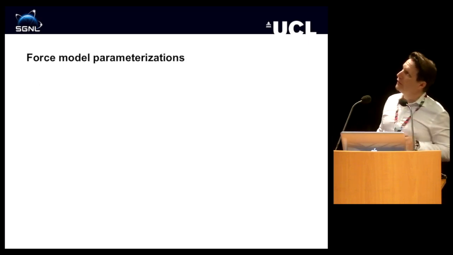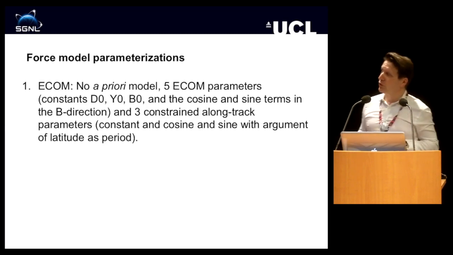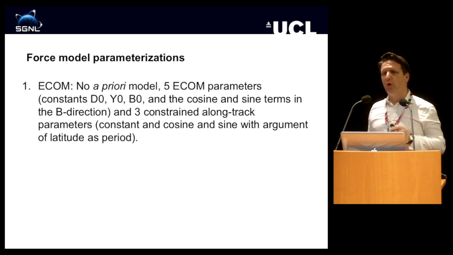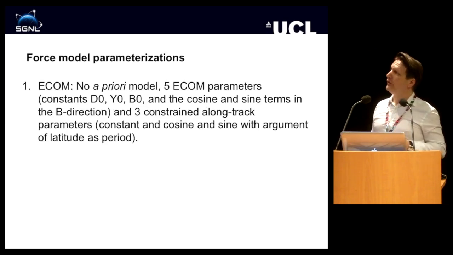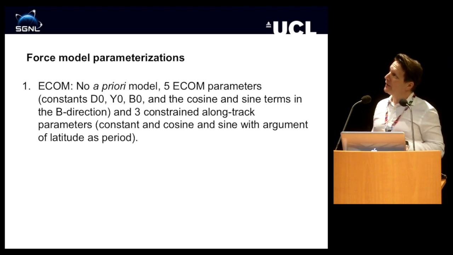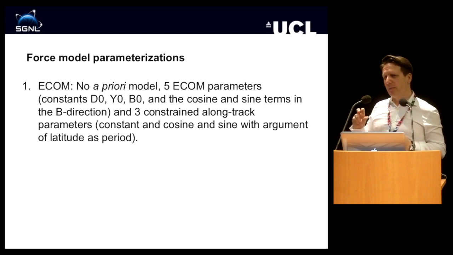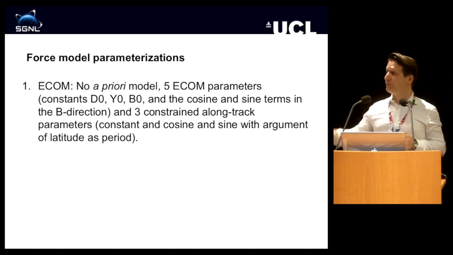So, force model parameters. The first part is just the conventional ECOM model, which of course has been long used in the IGS and proved to be very effective for many years. This is a completely empirical model. That means that a priori, you aren't guessing anything about the space vehicle apart from perhaps the axes along which these forces are acting. Probably the most important one for us here is that D0 parameter, which is just trying to pick up empirically the force from the sun towards the space vehicle.